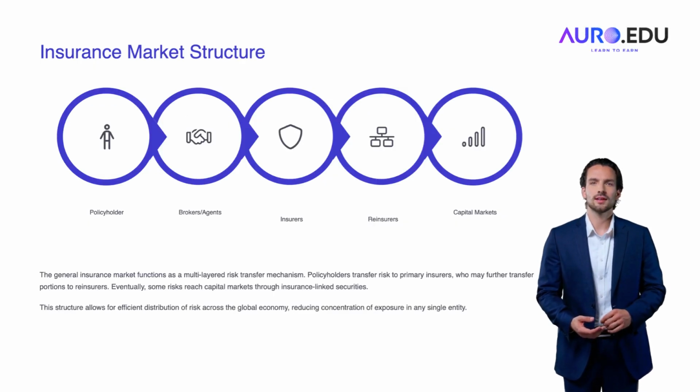Insurance market structure. The market involves policyholders, insurers, reinsurers, brokers, and even capital markets. Risk moves through multiple layers to prevent any single entity from bearing excessive losses. This interconnected system supports global economic resilience.